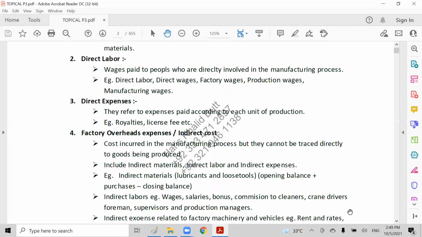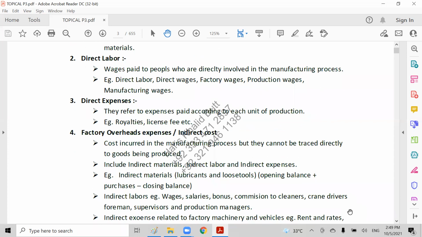Okay. Direct expenses, royalties and license fee. Royalties, what does it mean? Royalties means, let's suppose that I have introduced a new gadget in the market through which people can manage themselves. They can hide themselves anywhere else, they can go anywhere else and nobody is able to see them. A special type of gadget I have invented.